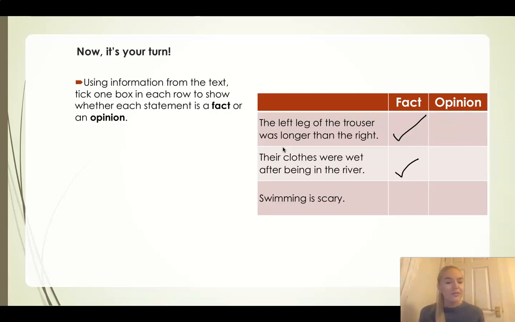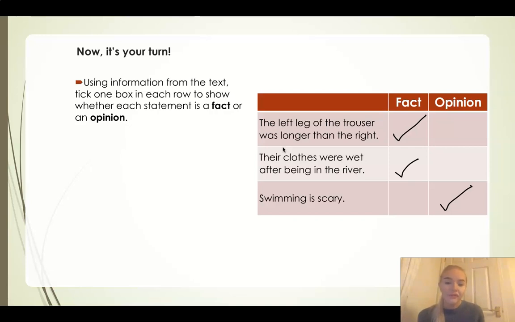Finally then, swimming is scary. So we know this is something that Con thought. Do you think this is a fact or an opinion? Absolutely, it's an opinion, because some people, we know Fred, he got in the river with ease. He didn't really make a fuss out of it, but Con, we know, was scared of it, which shows us that some people find swimming scary and other people don't, so it's completely an opinion.